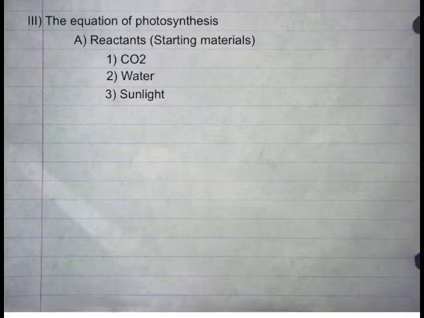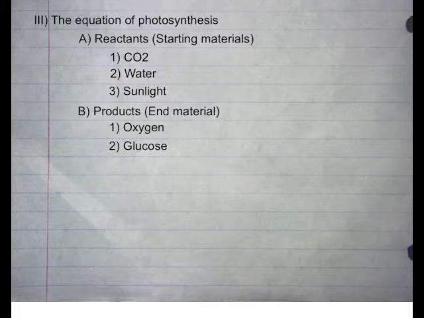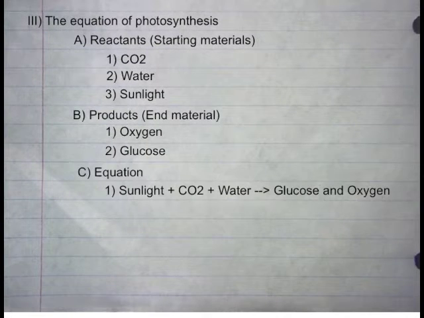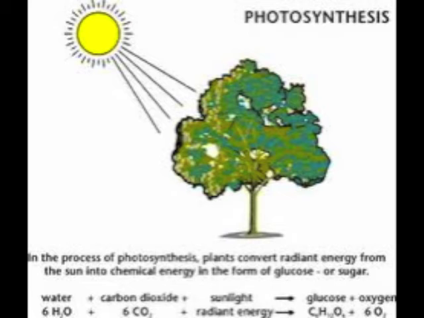Equation of photosynthesis. Reactants, the starting molecules: CO2, water, and sunlight. Products, the materials made: oxygen and glucose. Equation: sunlight plus CO2 plus water turns into glucose and oxygen. Now that we've seen the equation, let's look at the types of reactions.